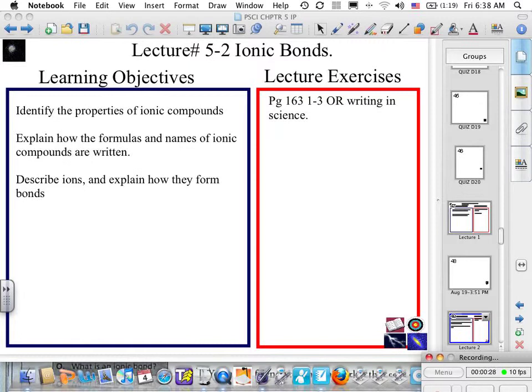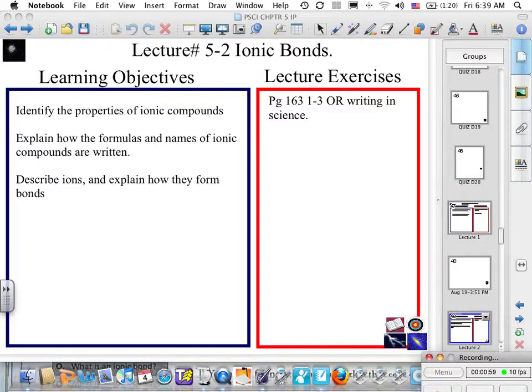You have a learning activity, page 163, 1 through 3, or you can choose that or the writing in science. If you choose the writing in science, please write 1 to 2 paragraphs. I want them to be complete and substantive. Substantive means not fluffy. Okay, make sure you have a pen, a pencil, a paper, your book, and a few minutes to go.